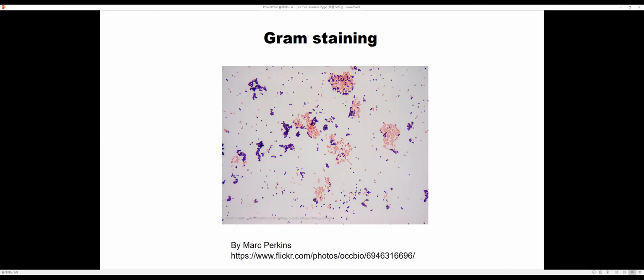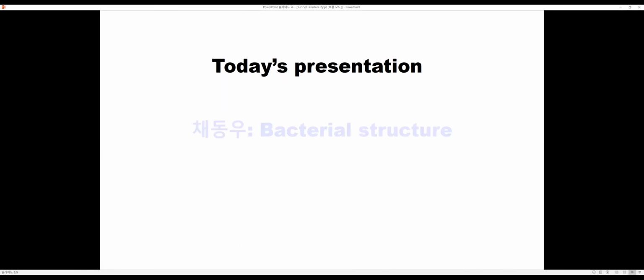That part we are going to hear from Dongwoo today. So the first speaker for today is on bacterial structure in terms of gram-positive and negative, and also resistance to antibiotics. That kind of story we are going to hear from Dongwoo.